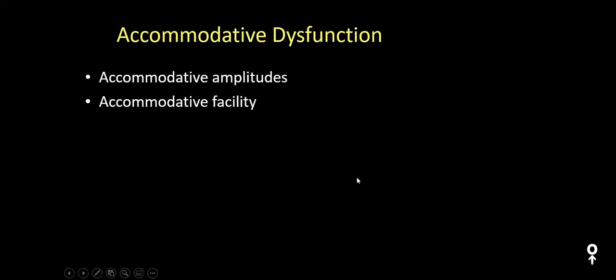So I want to begin by talking about problems with accommodation. Accommodation, very simply, is the ability of the eyes to focus. Individuals that are concussed may have general problems in that they just don't focus as well as they should, or they don't focus as rapidly as they should.